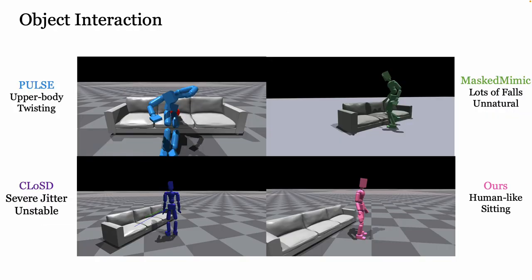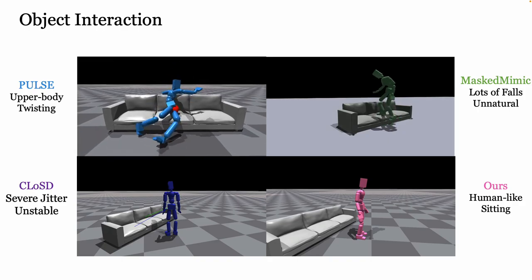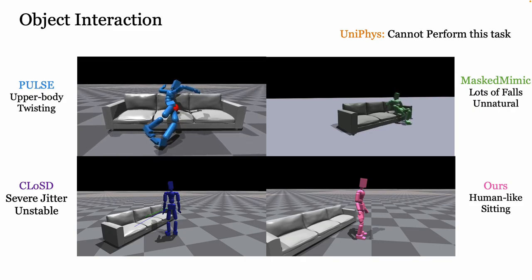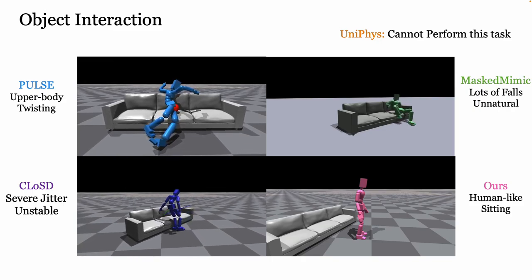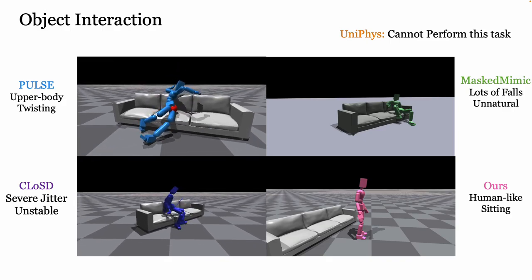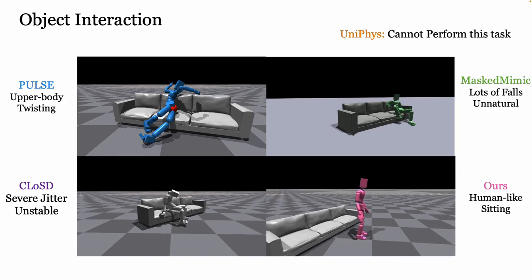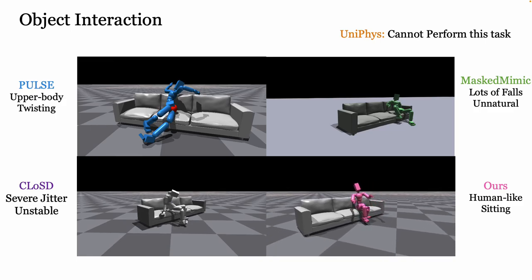Finally, in the object interaction task, PULSE produces awkward upper body twisting, while MaskedMimic suffers from frequent falls. UniPhys is unable to perform this task at all, and CLoSD exhibits severe jittering. By comparison, our method achieves natural, human-like sitting motions, demonstrating superior stability and contact-rich coordination.